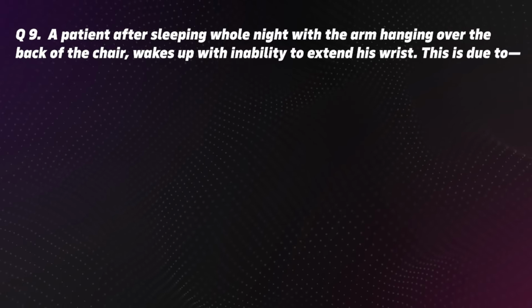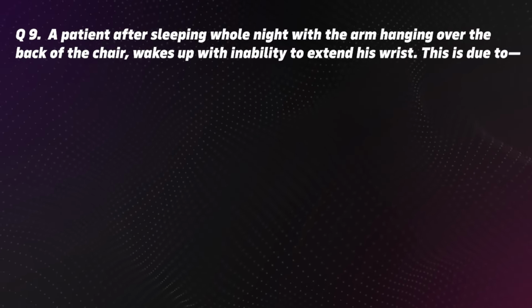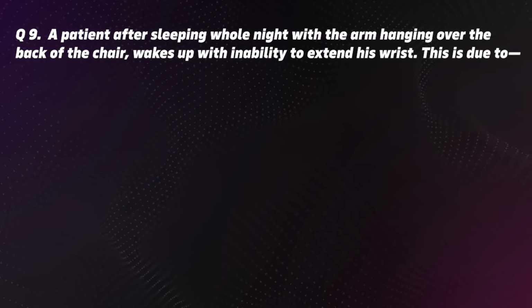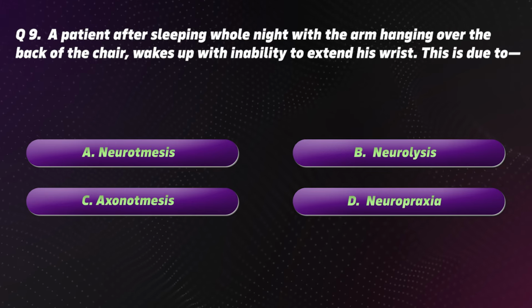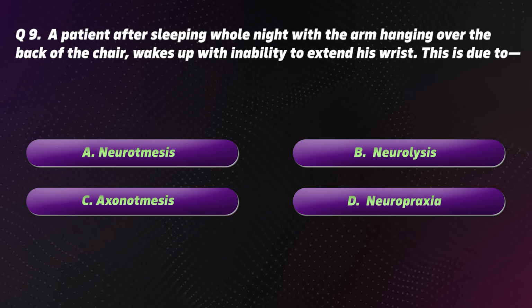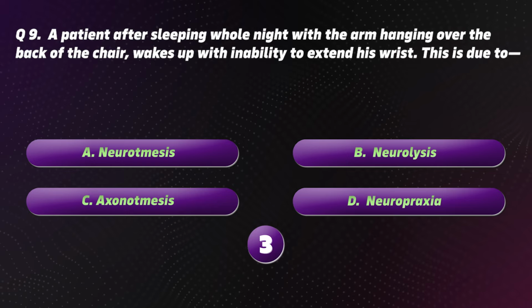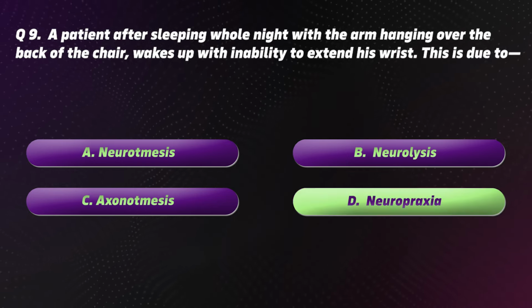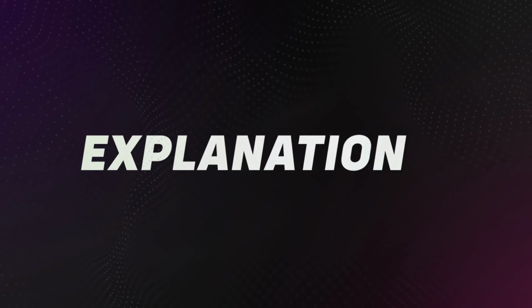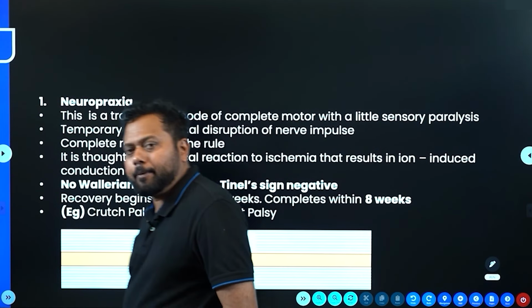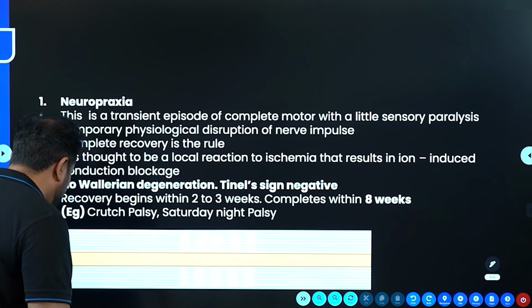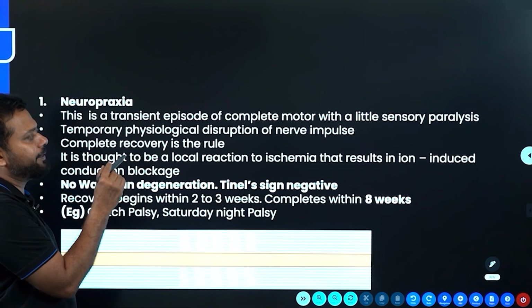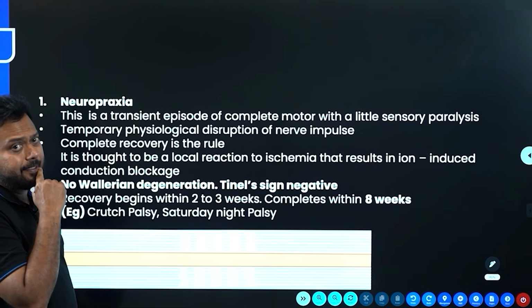Question 9. A patient, after sleeping the whole night with the arm hanging over the back of the chair, wakes up with the inability to extend his wrist. This is due to, here are the options. A. Neurotmesis. B. Neurolysis. C. Axonotmesis. D. Neuropraxia. And the correct answer is D. Neuropraxia. Here's the explanation. Praxia means stretching. You see, this is a transient episode of complete motor with a little sensory paralysis.